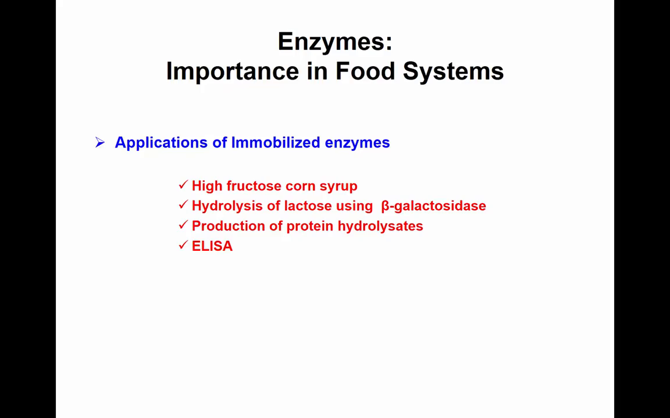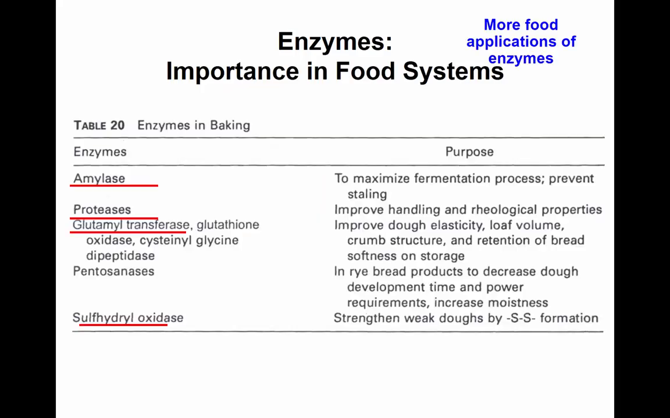Let's see what else. High fructose corn syrup can be produced by immobilized enzymes. And for analytic purposes, analysis, you can use ELISA. And ELISA utilizes an immobilized enzyme by linking an antibody to an enzyme or an antigen to an enzyme for that assay.